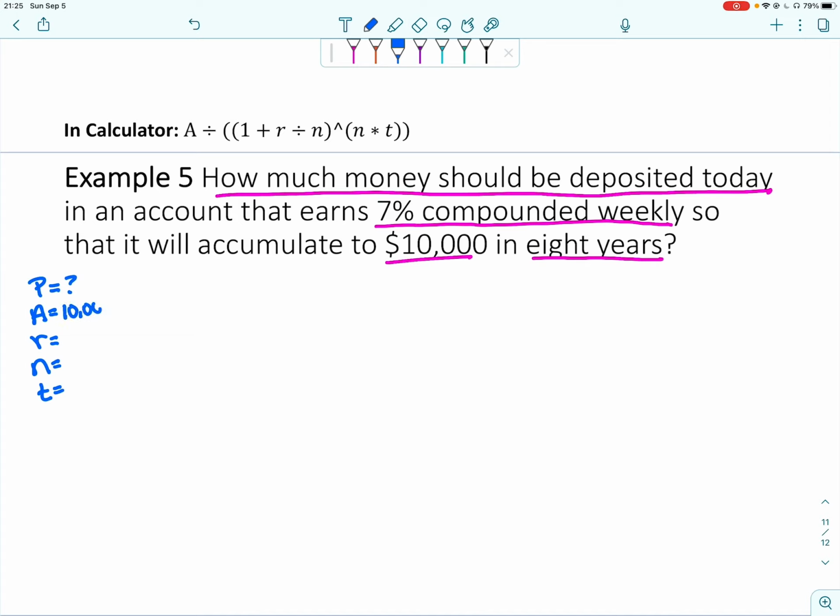We want $10,000. The interest rate is 7% or 0.07. It's compounding weekly. There are 52 weeks in a year, so it's going to compound 52 times in a year. And we're going to go on this trip in 8 years. So using the formula from above, and actually I'm going to write it differently. I'm going to write it out as you would type it into your calculator.